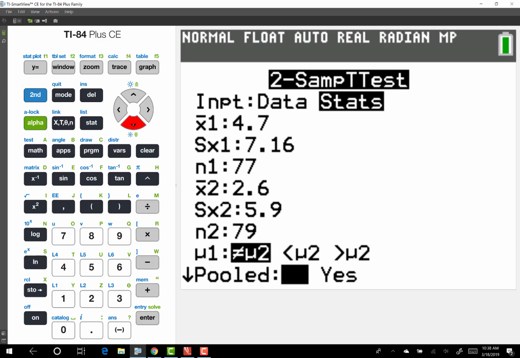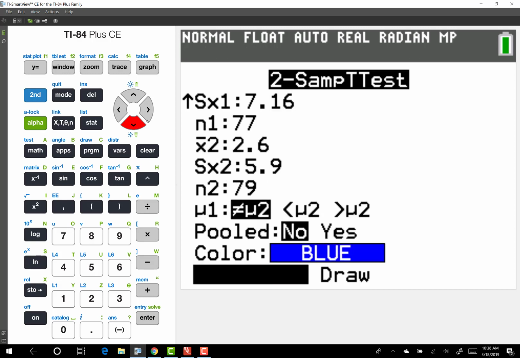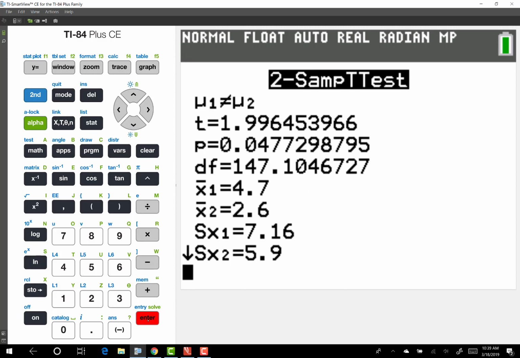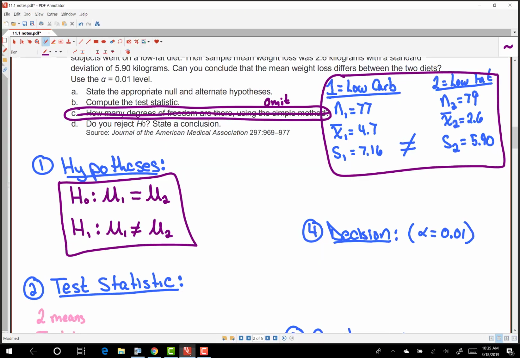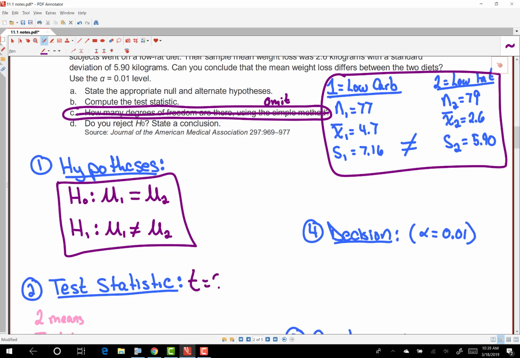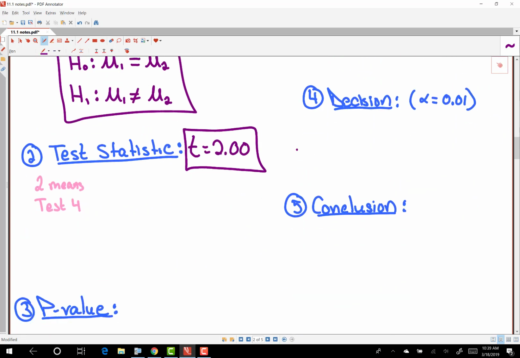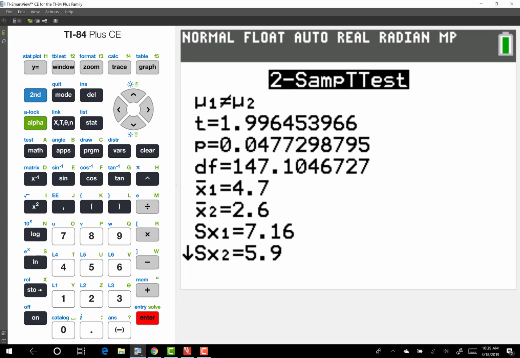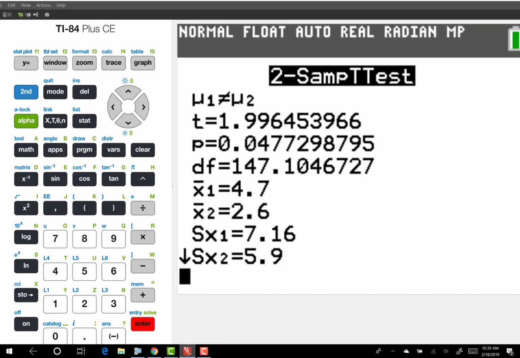We always keep pooled at no, and then we calculate. And from here, this is going to be like all the other problems we did. So my test statistic T, if I round that to 2 decimal places, that's going to round to 2.00. So T is 2.00. And then the p-value was 0.0477.